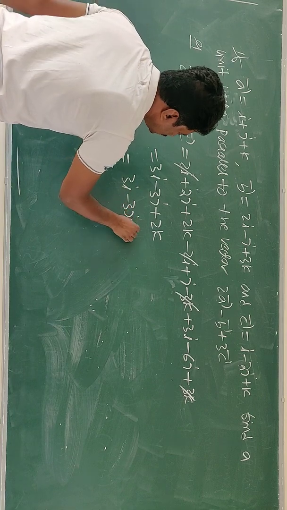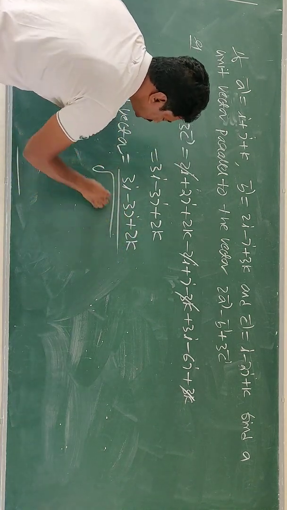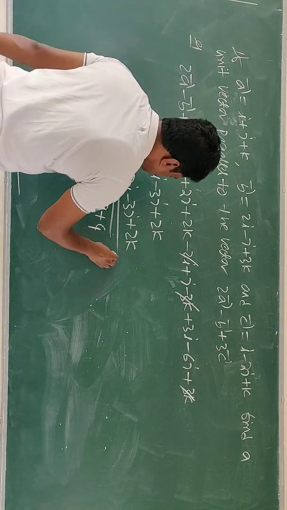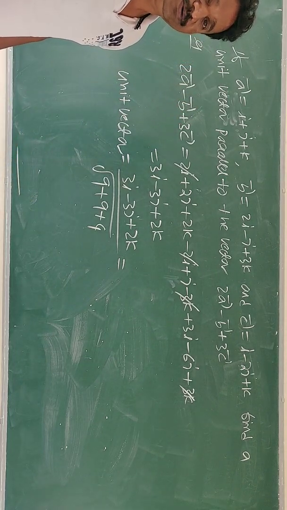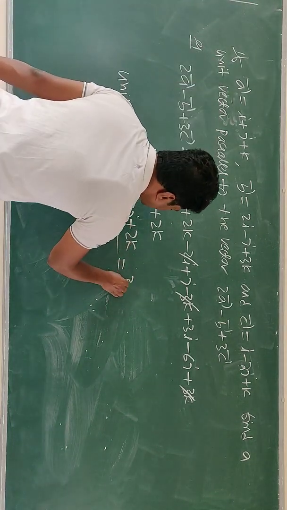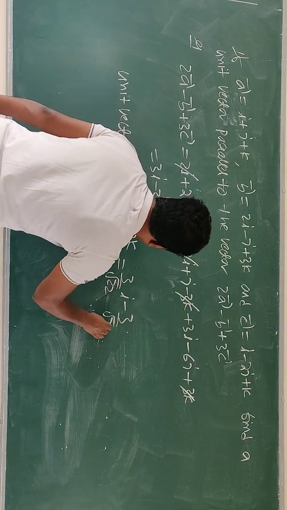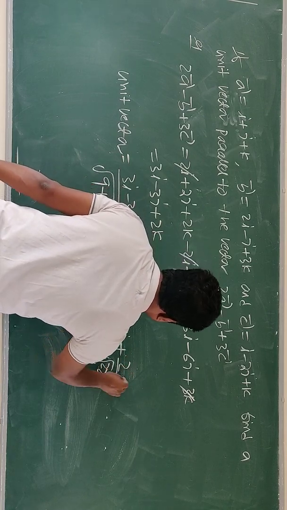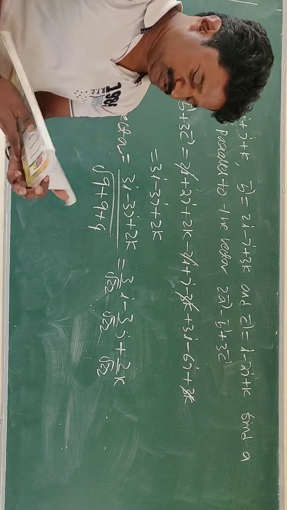3i minus 3j plus 2k by the length: 3 squared is 9, plus 9, plus 4. So 9 plus 9 is 18, 18 plus 4 is 22. So it is 3 by root 22 i minus 3 by root 22 j plus 2 by root 22 k. So right, this is the required unit vector. Next, let us solve one more question.